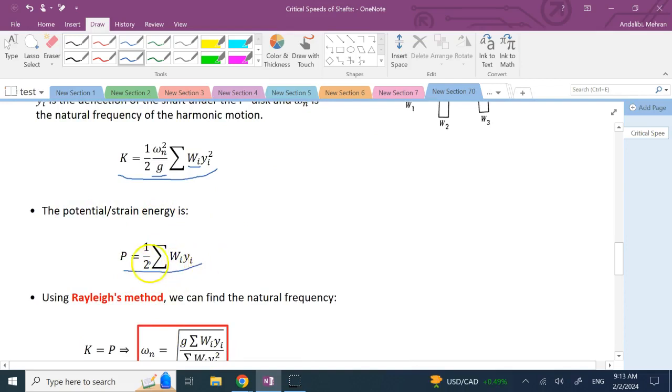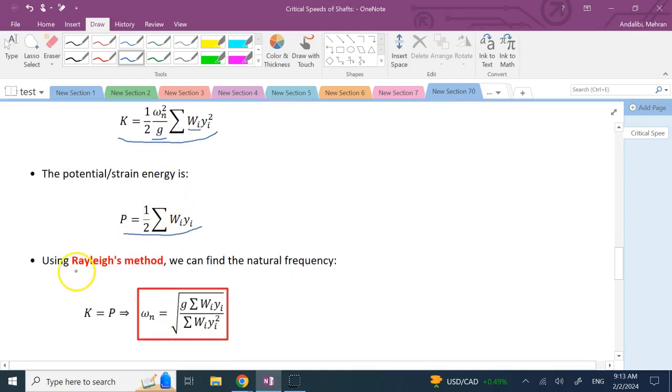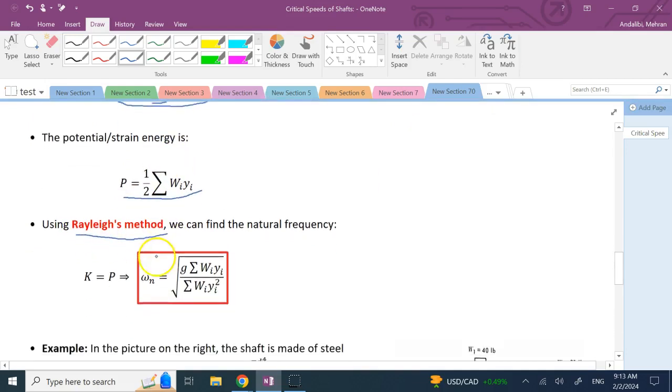Okay, and I assume you know that from your solid mechanics, right? It is 1/2 of the force times the displacement, or 1/2 in general sigma epsilon per volume, but the whole thing is going to be 1/2 wi yi, and you know where that 1/2 is coming from because it's linearly increasing from 0 to yi.